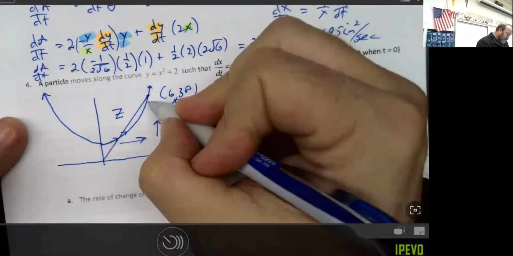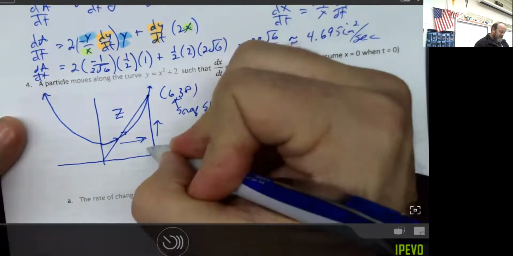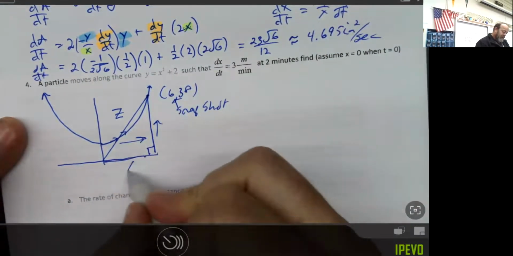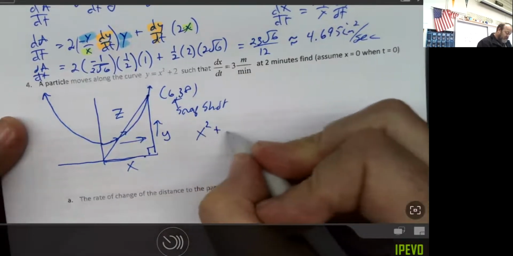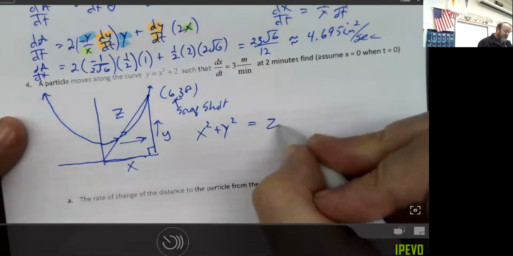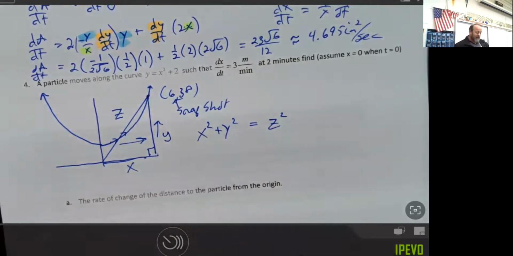Well, in general, then what I know is that this is x and this is y. So I could clearly say x squared plus y squared equals z squared. But see, unfortunately, that is an awful lot of variables. But we can do something else. There's a few little things that we could do.